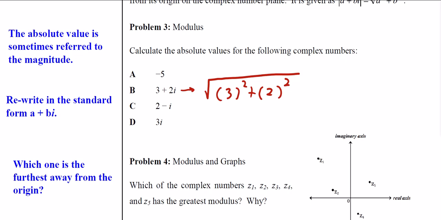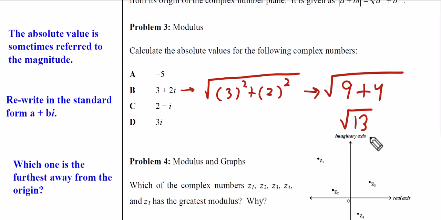Complex number part B. Again, we are taking the real part and the imaginary part without actually putting in the imaginary unit. We go ahead and simplify this to get 9 plus 4, which is square root of 13. This is a prime number. You could do a prime factorization, but it's going to be 1 times 13, and that's it. This cannot be broken down any further. So the answer to part B, this is the absolute value, or the modulus, right? This is the modulus of the complex number for part B.